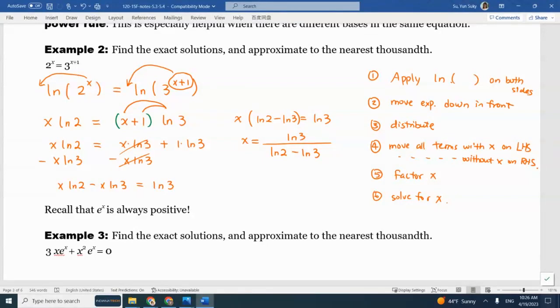Let's see. Everybody put this in your calculator. What do you get? So you type ln 3 divided by parentheses, ln 2 minus ln 3, parentheses.